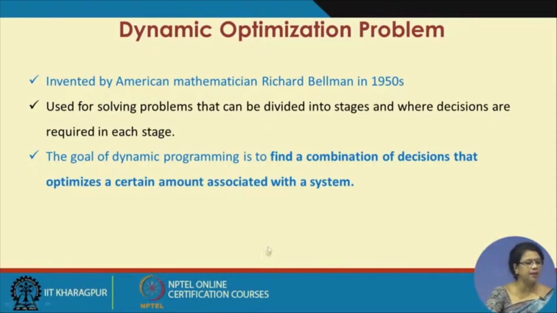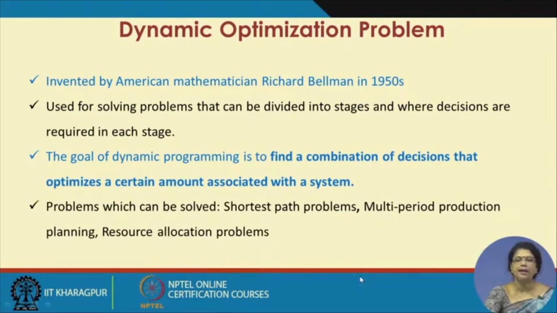That is why in dynamic programming we consider a combination of decisions and we optimize the whole system, but by breaking it into different parts.